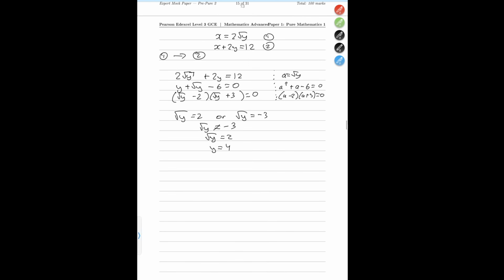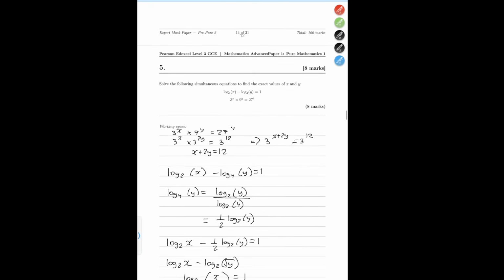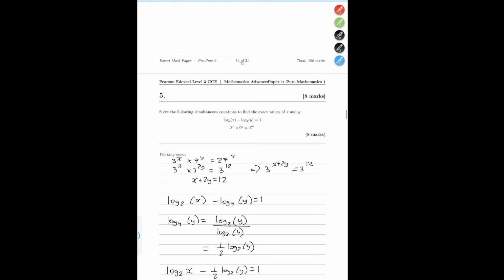And if y is equal to 4, well, we can say that x plus 2 times 4, so 2 times 4 is 8, is 12. So x equals 12 minus 8, x equals 4. So our solution will be x equals 4, y is equal to 4. So that's question 5. The main thing there is spotting to do your change of base for your first equation. And then from there, it's a lot of manipulation and just some simultaneous equations. So hopefully that explanation made sense for question 5.